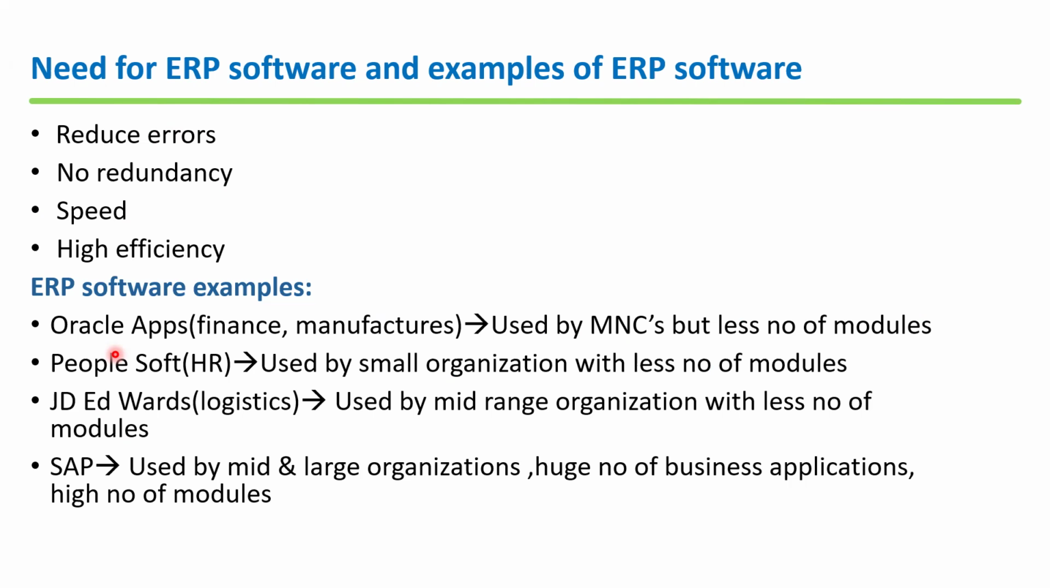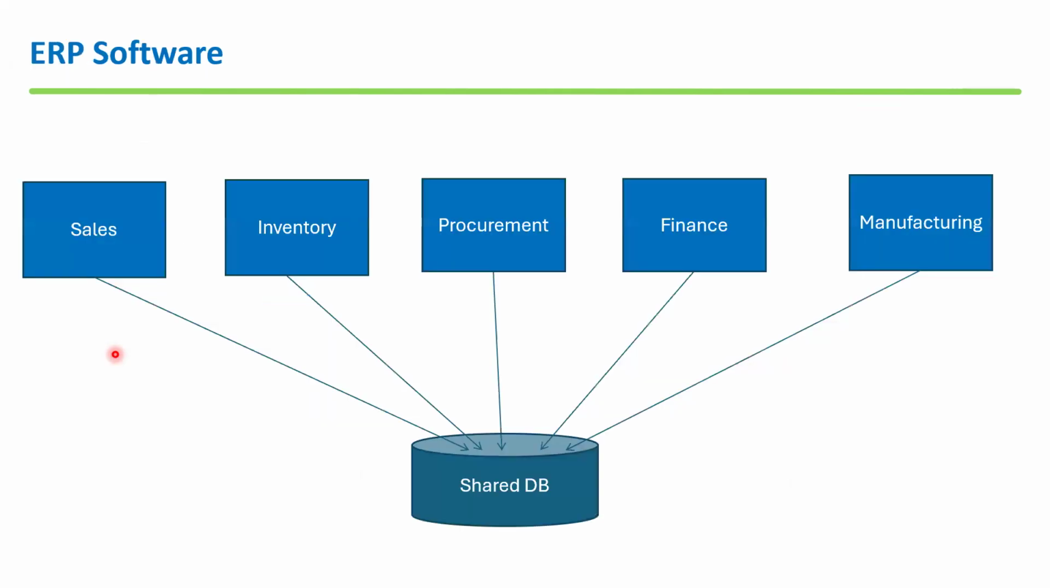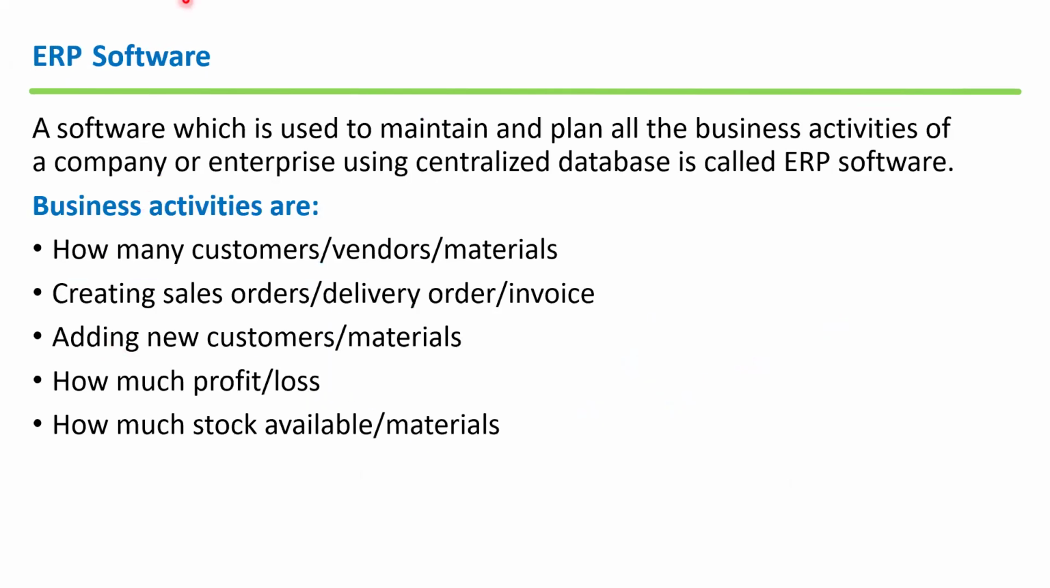SAP is nothing but ERP software. Now you are learning SAP, so do you have an idea? SAP is nothing but ERP software. ERP software is used to run and manage all the business activities of a company or organization. Business activities are things like, in a business, there will be customers, they can buy materials from the vendors, and they will be maintaining different materials.